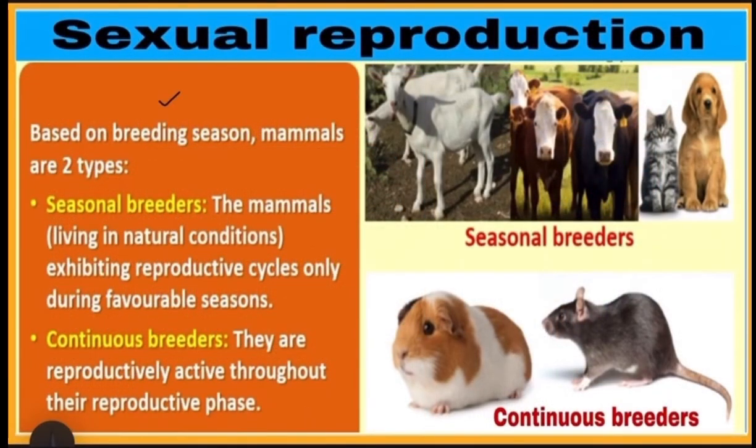Based on breeding seasons, mammals are of 2 types. 1. Seasonal breeders. 2. Continuous breeders. What are seasonal breeders? The mammals living in natural conditions, exhibiting reproductive cycles only during favorable seasons. Means these mammals can reproduce only in a particular season which is favorable to them. These are called as seasonal breeders. What are continuous breeders? They are reproductively active throughout their reproductive phase. It means they can reproduce at any time during their reproductive phase. These are called as continuous breeders.